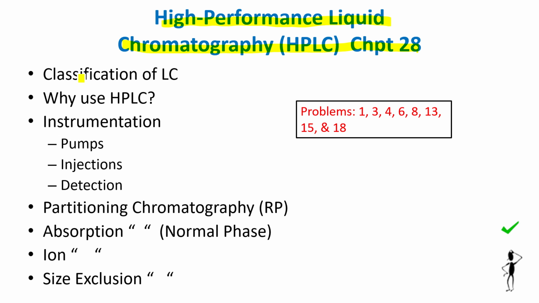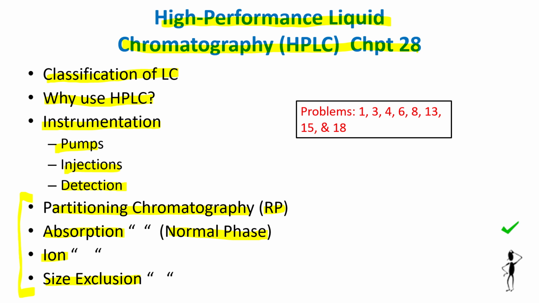So the outline of things we're going to talk about: classification of LC, liquid chromatography, and when we need to use liquid chromatography versus gas chromatography. That's an important thing to understand. Then we'll talk a little bit about the instrumentation of HPLC, the pumps, the injectors, some of the detector options, and then the four major phases of HPLC, which are partitioning chromatography, called reverse phase, absorption chromatography, called normal phase, ion exchange chromatography, and then size exclusion chromatography.